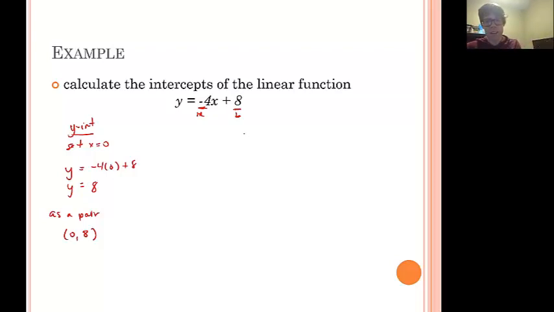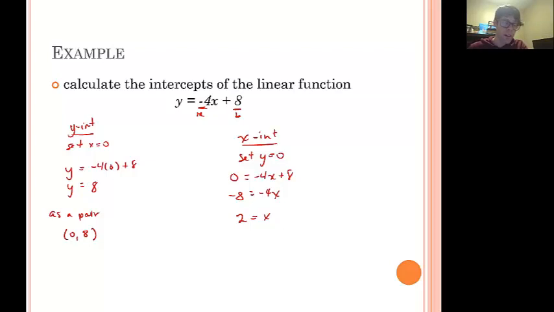method here. The other one, finding the x-intercept, is usually a little bit more challenging because you set y equal to 0, and then you have to do a little bit of algebraic rearrangement to get the x-intercept. So for the x-intercept, let's set y equal to 0 so that we get something that looks like this. I'm going to subtract 8 from both sides and then divide both sides by -4. So -8 divided by -4 is +2.